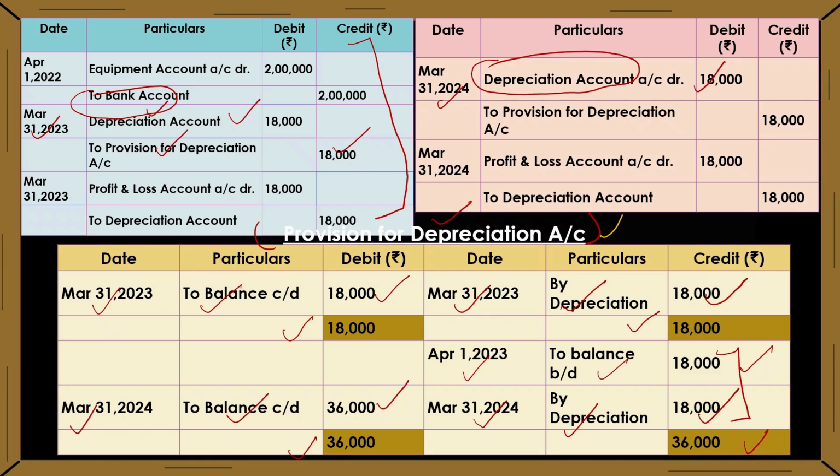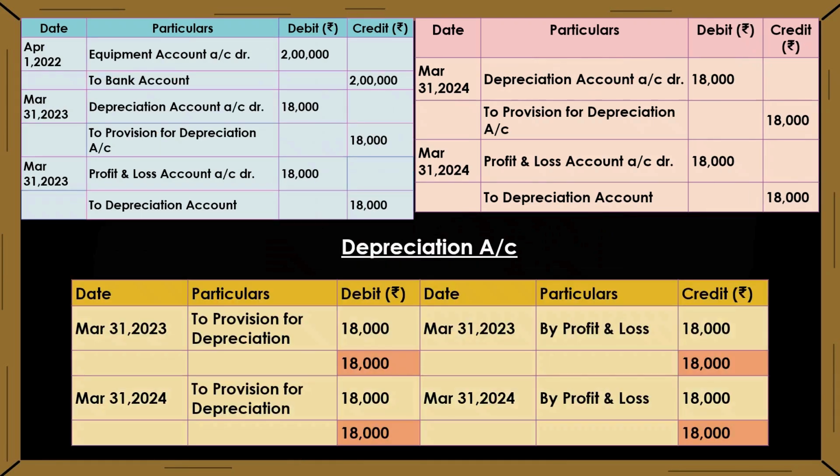See here now, 2 years of depreciation is accumulated here. Now the depreciation has become 36,000. So you all should remember, students, that another name for provision for depreciation account is accumulated depreciation account. If in the exam they ask you for provision accumulated depreciation account instead of provision for depreciation account, then you should not be confused. You should do as we do for provision for depreciation account.